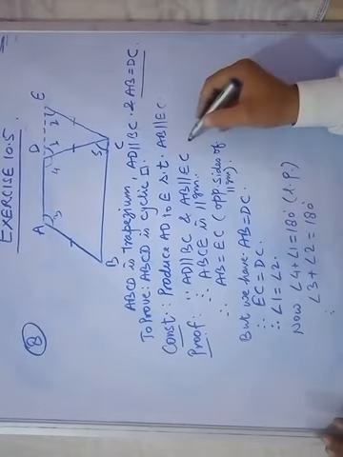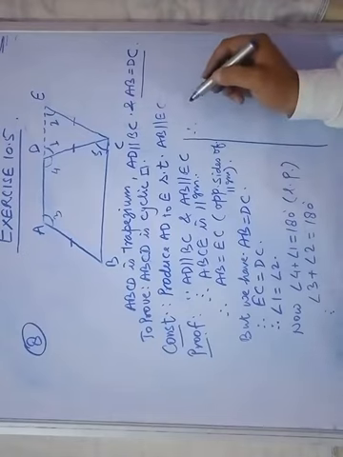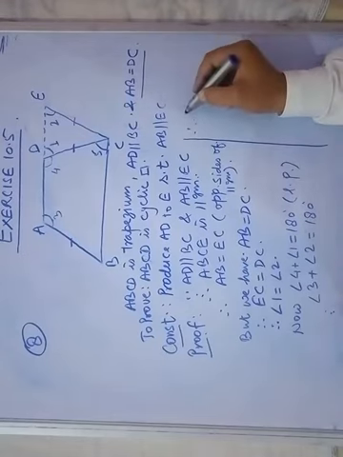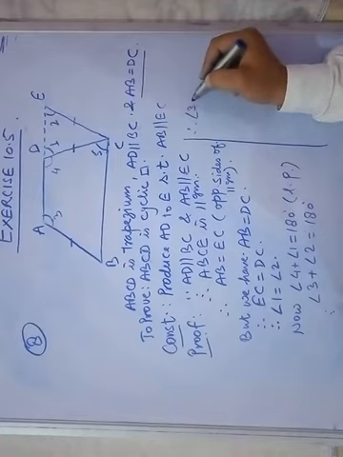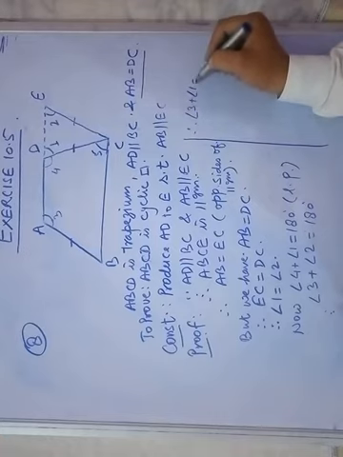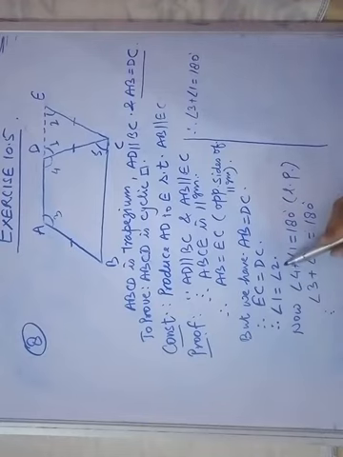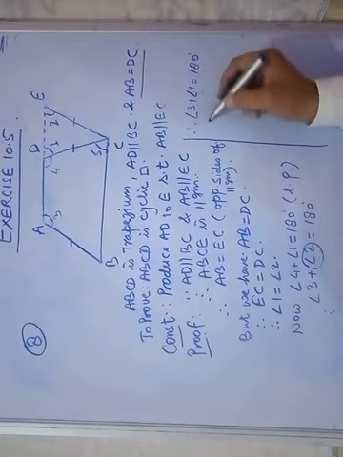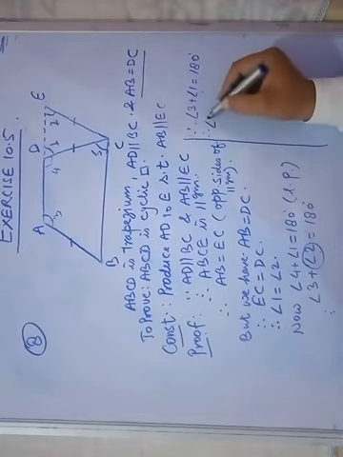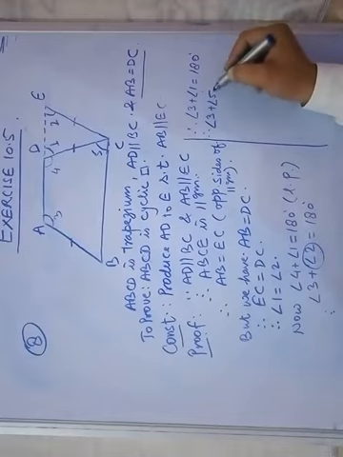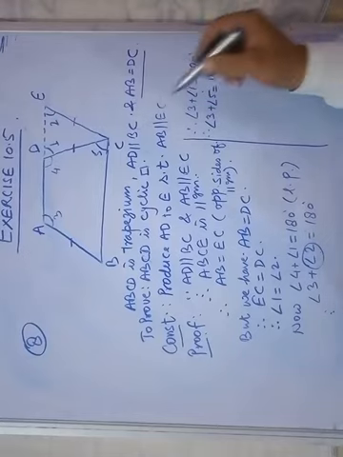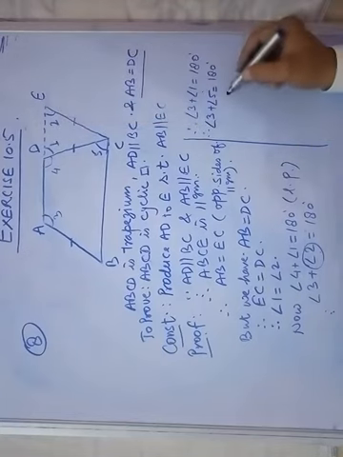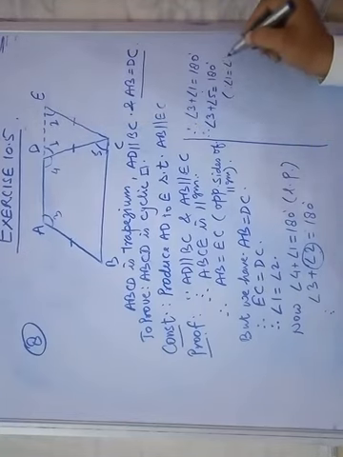Therefore, angle 3 plus angle 1 equal to 180, as angle 1 equal to angle 2. So we may replace angle 2 by angle 1, as angle 2 equal to angle 1. Therefore, angle 3 plus angle 5 equal to 180, as angle 1 equal to angle 5.